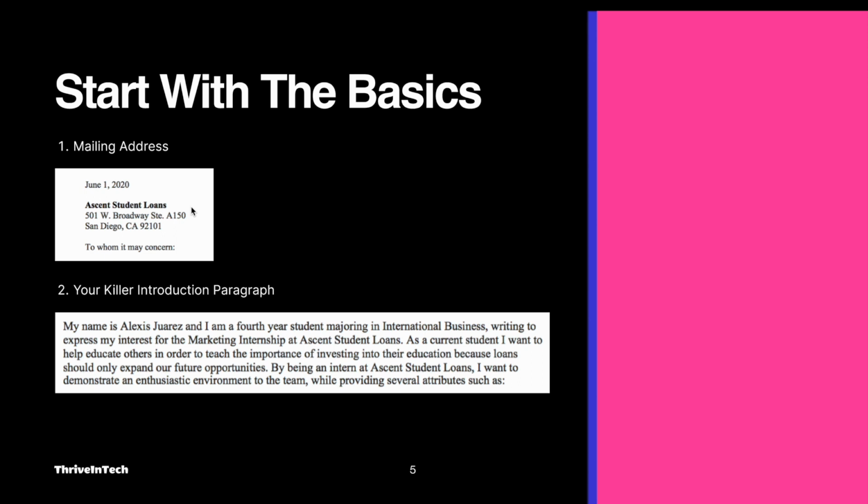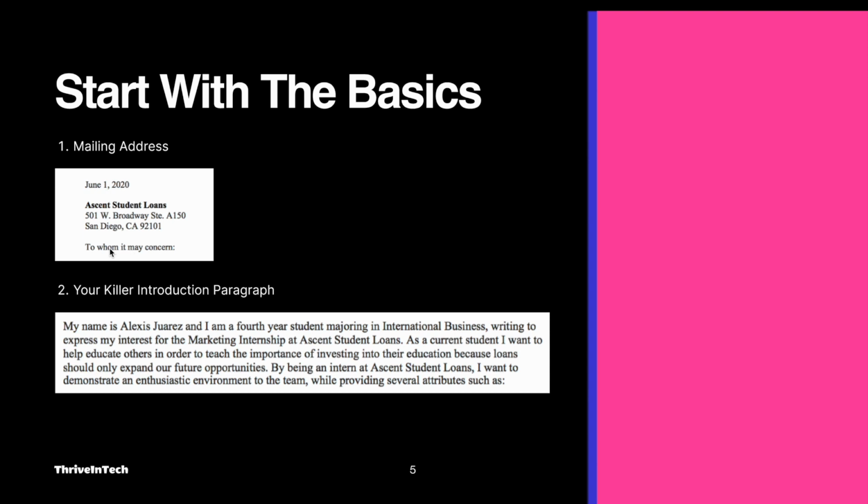Let's start with the first one. Start with the basics. The first thing you want to start with is your mailing address. A cover letter is just like writing a formal letter, and we all know how to write a formal letter. So you want to start with your mailing address. This is an example of a mailing address. To whom it may concern. Sometimes you might want to do away with the mailing address and just start with dear, or to whom it may concern.